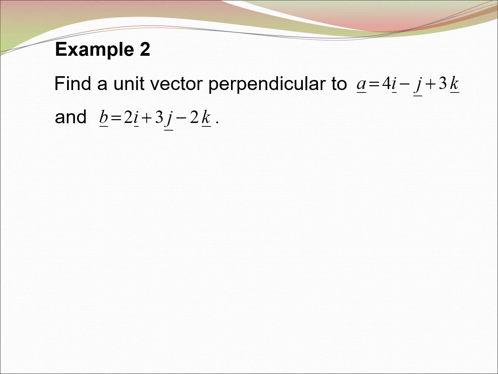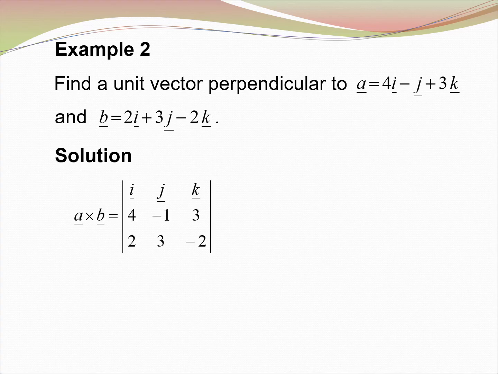Example 2. Find the unit vector perpendicular to vector A equal to 4i minus j plus 3k and vector B equal to 2i plus 3j minus 2k. We know that the vector perpendicular to both vector A and B is vector A cross B. So we represent vector A cross B in determinant form, where the first row is the components i, j, k, the second row is the coefficients for vector A, and the third row is the coefficients for vector B.